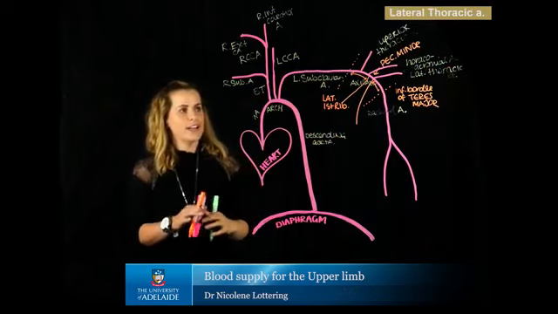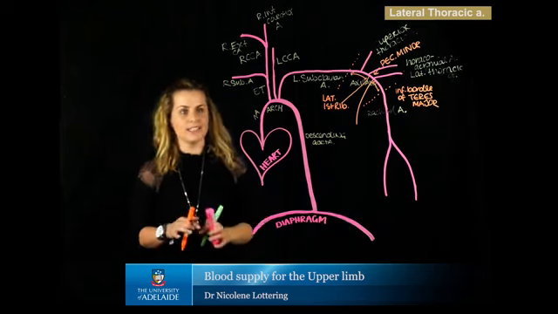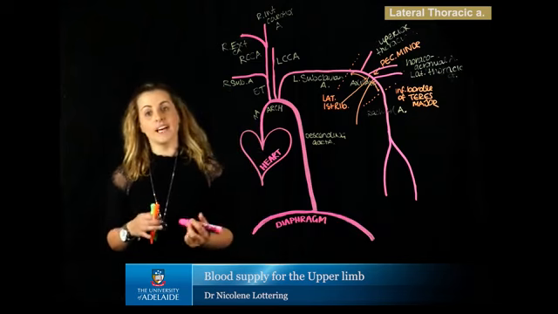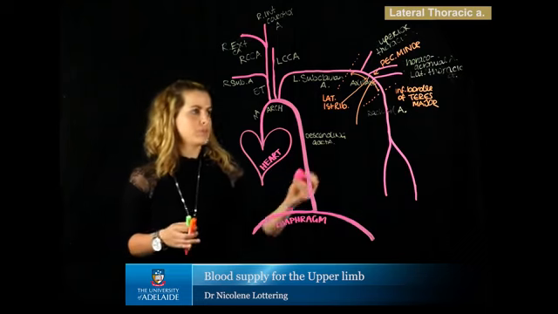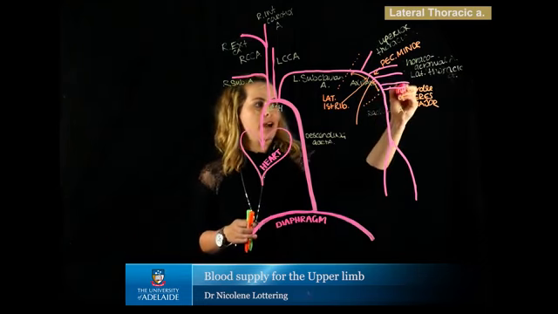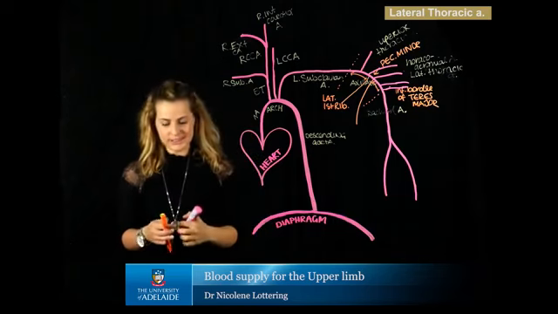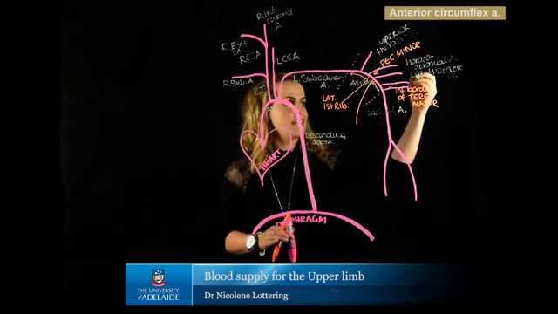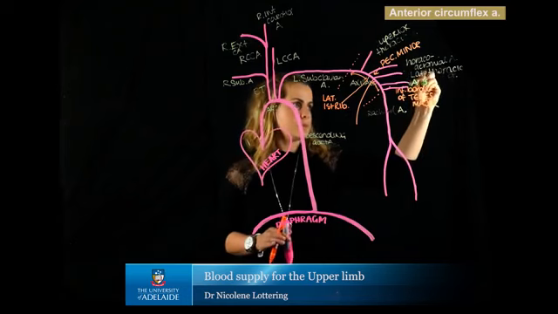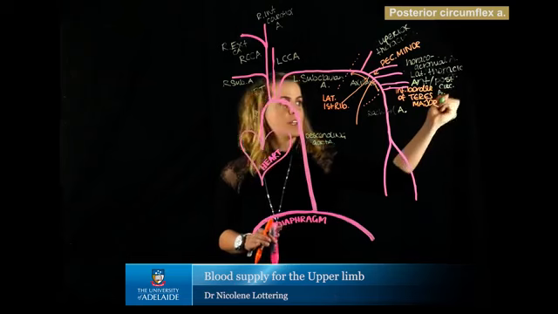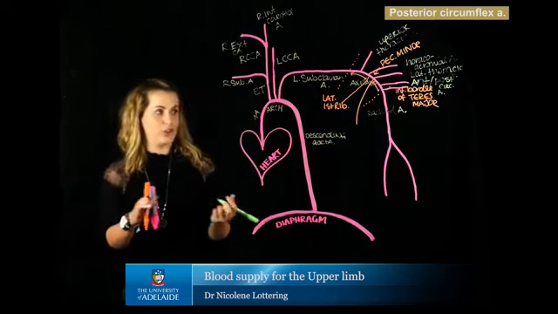And then lastly, and I know things are starting to look a little bit messy, but the third segment of the axillary artery actually has three collateral branches. Firstly, we have two collateral branches that are wrapping around the head of the humerus, and we call these our circumflex. So we have an anterior and a posterior circumflex artery, and these wrap around the head of the humerus.